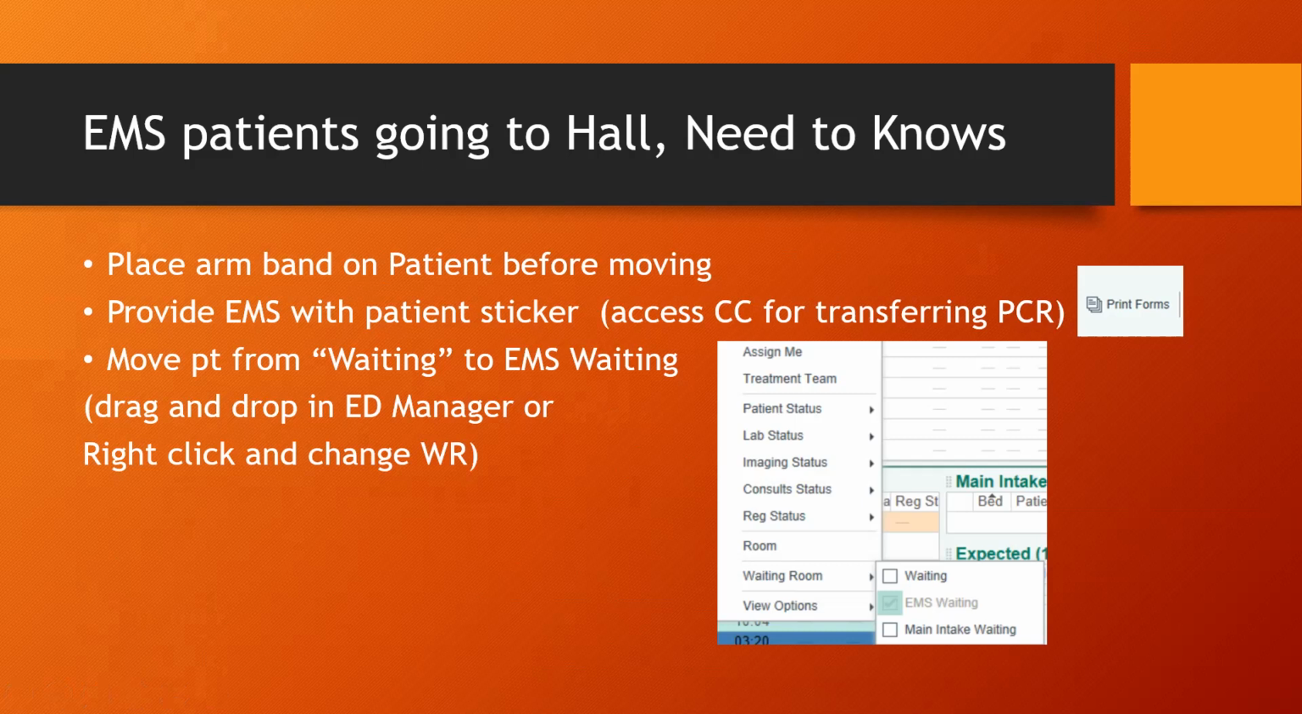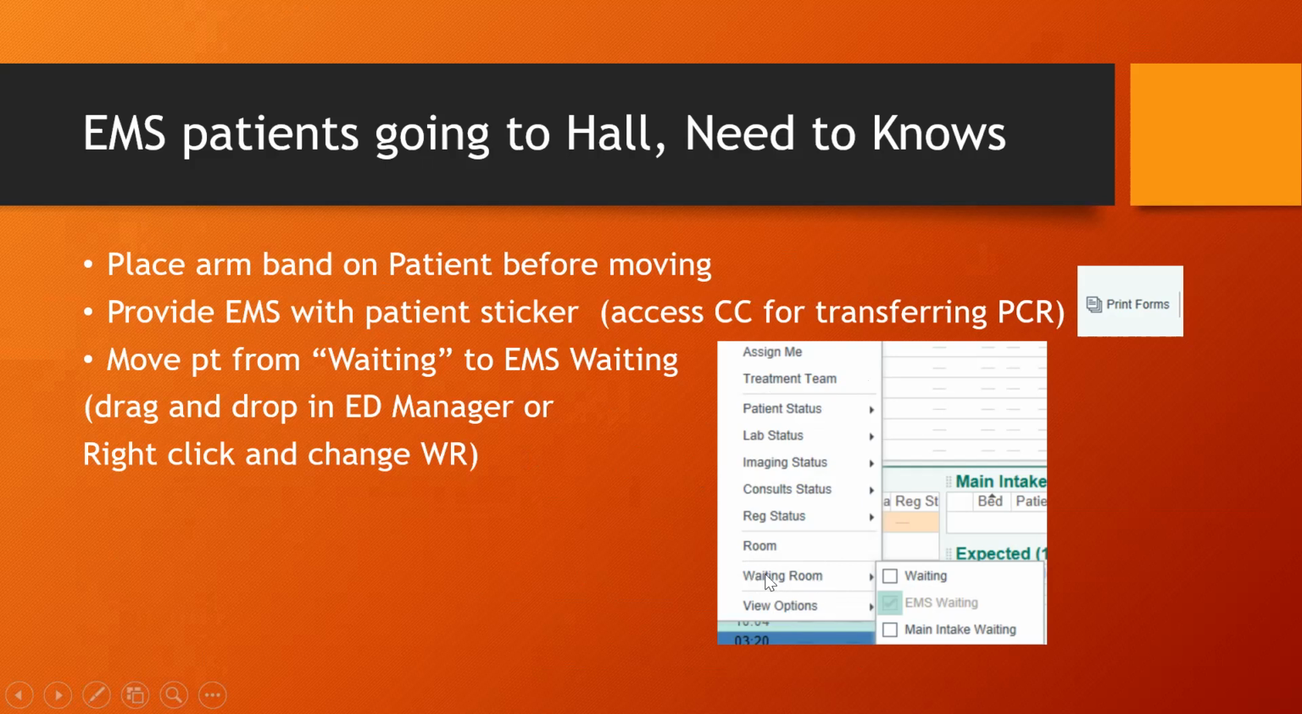The next thing you need to do is make sure the patient is allocated to the EMS waiting room. So you don't want them appearing to be in the main waiting room. And how to do that is in ED Manager, I'll show you can drag and drop. But the other way is if you just hover over or have a patient highlighted and right click, this option button will show up when you right click them.